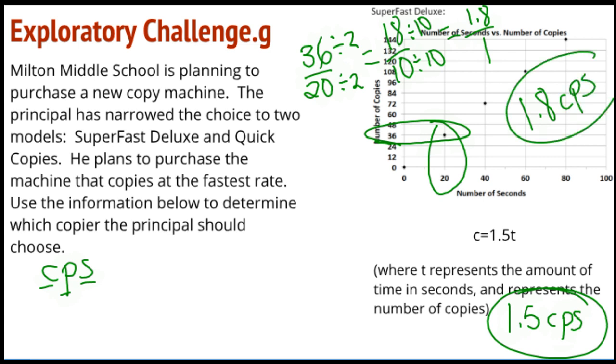And if the principal is basing the purchase solely on the speed, which one copies faster, he would buy the Superfast Deluxe because it copies 3/10 of a copy per second more than the Quick Copies. So it's a little faster. 1 8/10 compared to 1 5/10, we have 3/10 of a copy per second faster.